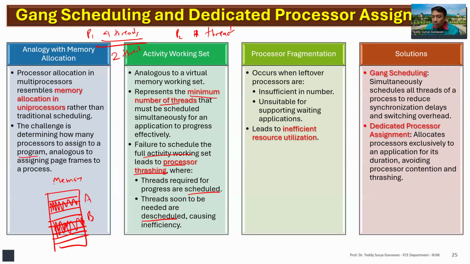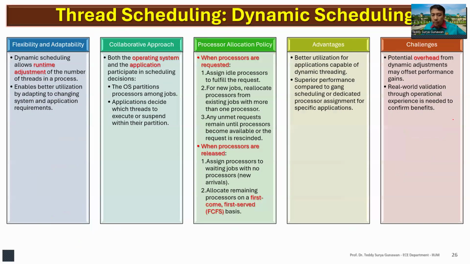We also have processor fragmentation, in which the leftover processors are insufficient in number, not enough. For example, this one is occupied by C, so this is fragmentation. You don't have enough for D, which, for example, requires 4 threads, so you cannot run it. This leads to inefficient resource allocation. So the solution is you can use gang scheduling or dedicated processor assignment.